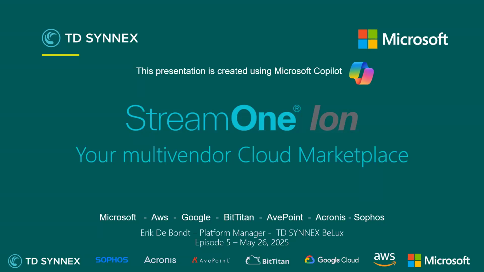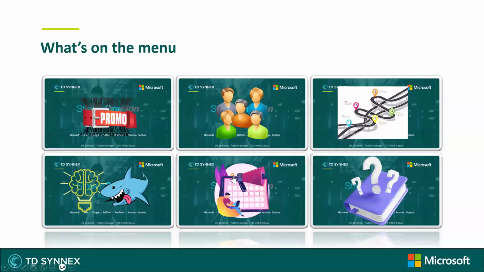Again, this is our Stream on Ion multi-vendor cloud marketplace, working for the vendors listed below on the screen. Basically, two major topics today: promos and how the promos are being used within the Stream on Ion platform. These are vendor promos, currently only available for Microsoft, but I'll come back to that later.